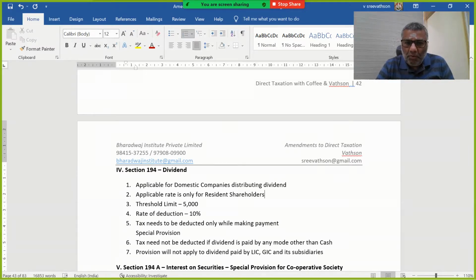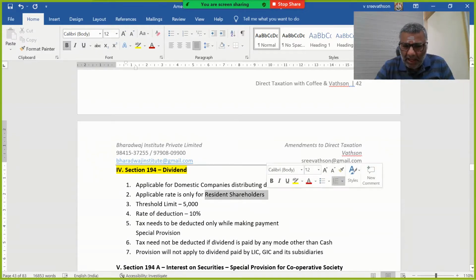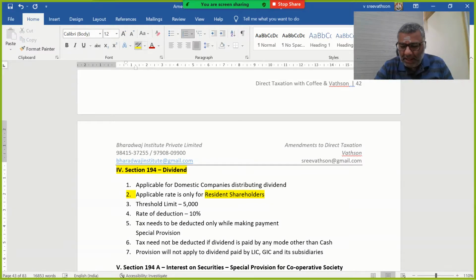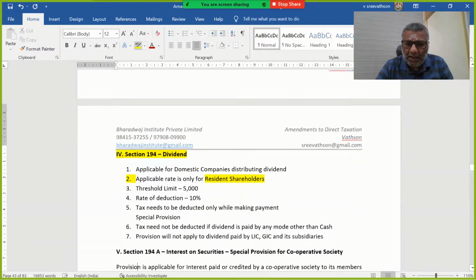Okay. Now, section 194, dividend. This is reintroduced after very long years, because now again dividend is taxable in the hands of the recipient, that is shareholders. Applicable for a domestic company distributing dividend. Applicable only if the shareholder is a resident. For a non-resident, the rate is 20%, under 115A and 195. Okay, this is only for residents.